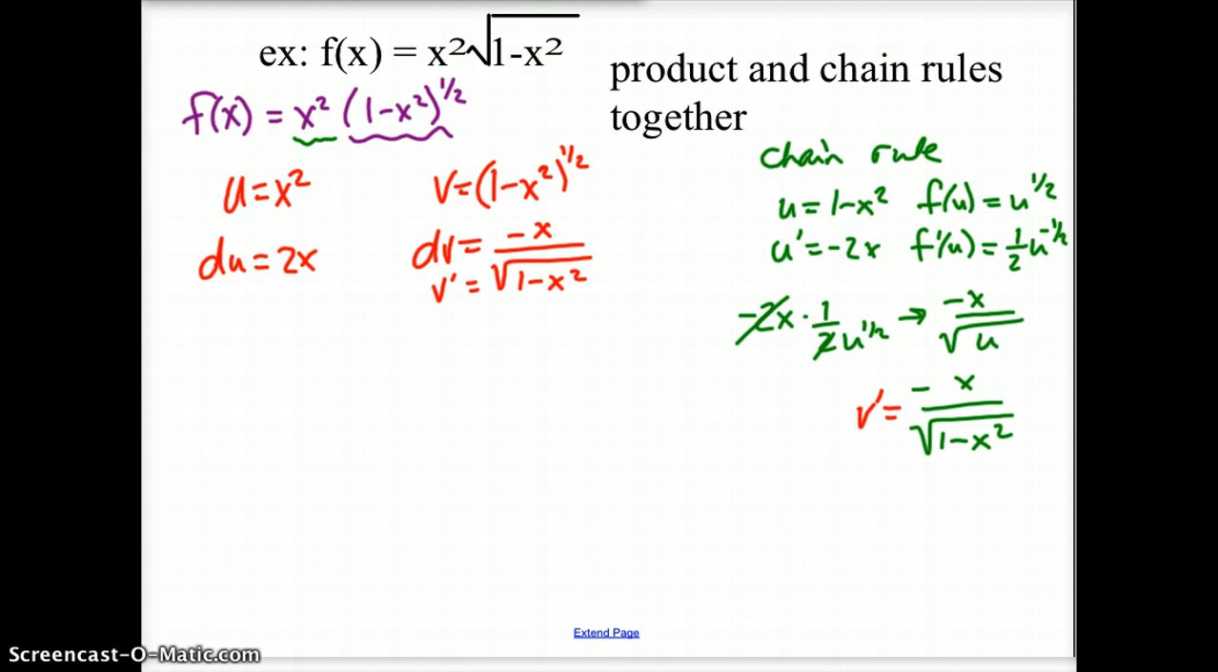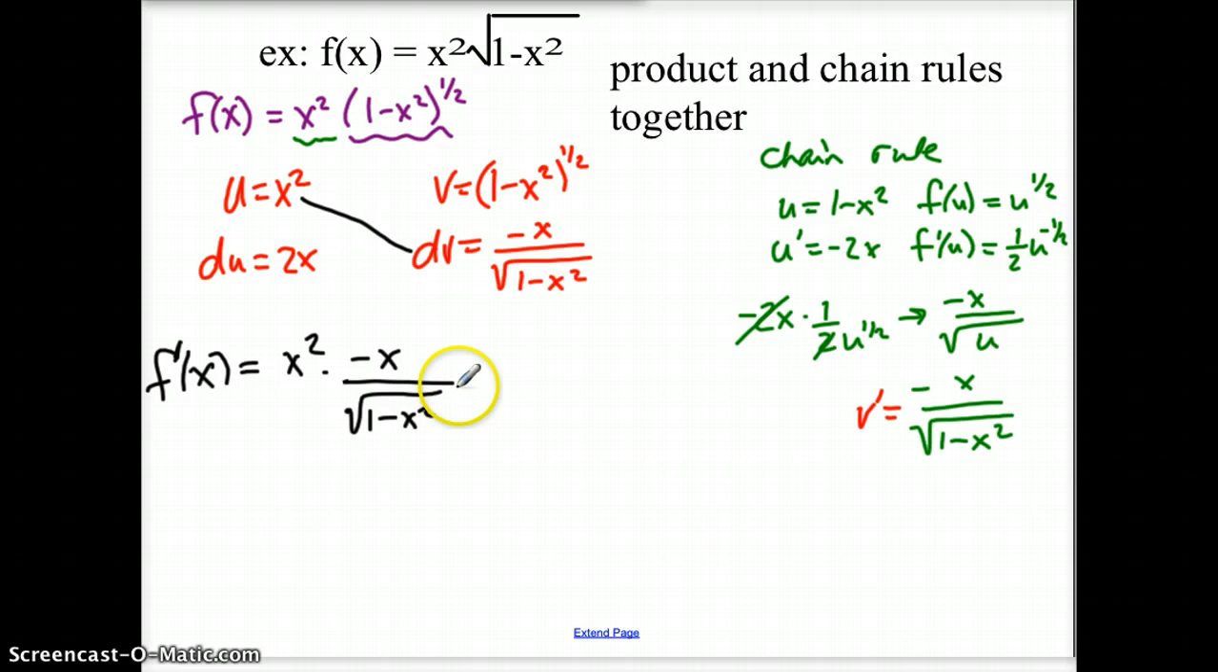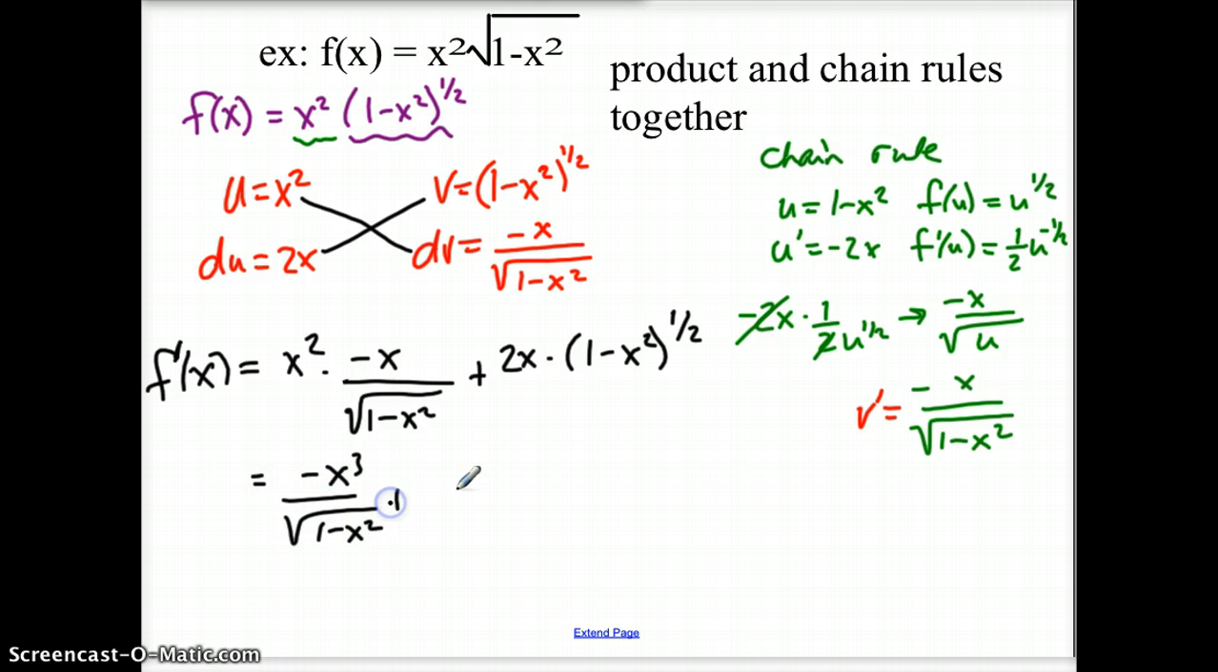So now remember the product rule: u times the derivative of v. So it's x squared times negative x over the square root of 1 minus x squared, plus, and then we're going to go this way, 2x times (1 minus x squared) to the 1/2. So those two, we multiply those together, and we've got negative x cubed over the square root of 1 minus x squared plus 2x times the square root of 1 minus x squared.